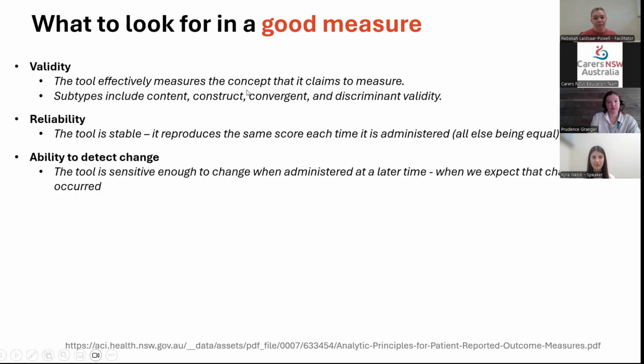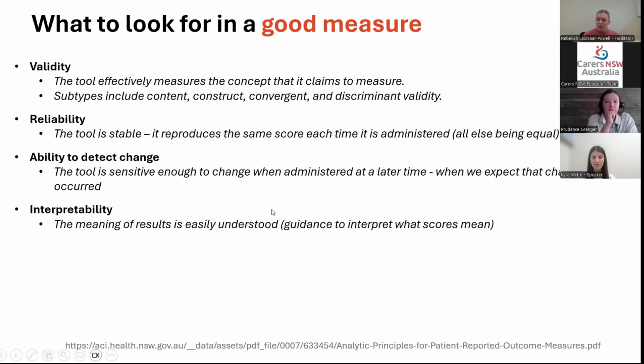We also, though, want our measures to be able to detect change. A tool should be sensitive enough to change when it's administered at a later time and we expect there to have been change. We also want to look for tools that are interpretable, where we can understand the meaning of the results. It's all well and good to have these numbers, but if we don't know what the significance of those numbers is, then it can be really challenging. So we want guidance from the developers of the measure to interpret what the scores mean.